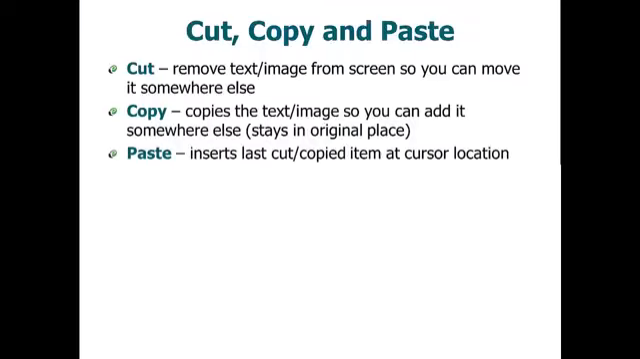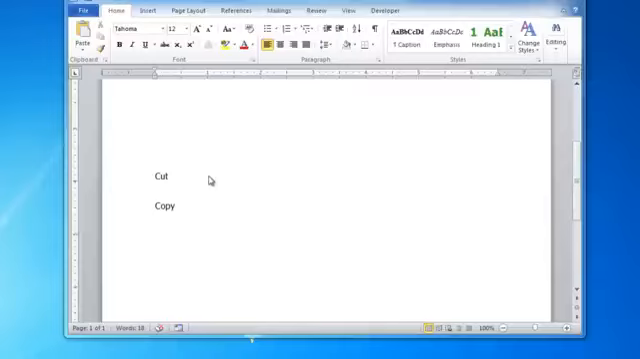Now that you can select text, let's talk about one of the most common functions needed when using your computer: using the cut, copy, and paste feature to move content from one area to another. The Cut feature removes text or images from your screen so you can move it elsewhere. The Copy feature copies text or images so you can add it somewhere else while also maintaining it in its original location. To place cut or copy text, use the Paste function once you've placed your cursor in the right location. To use Cut, Copy, and Paste, you first need to select the text or image.